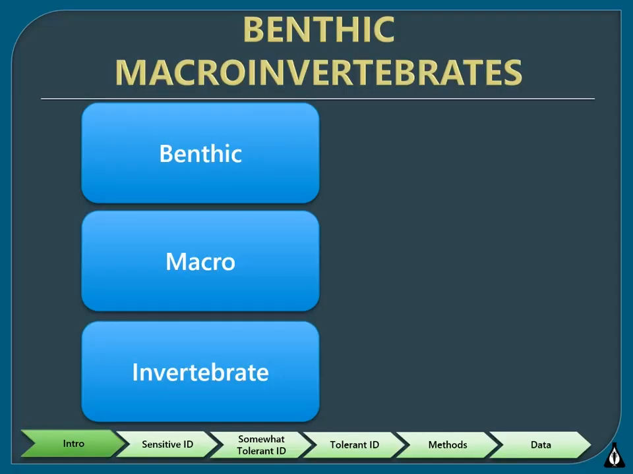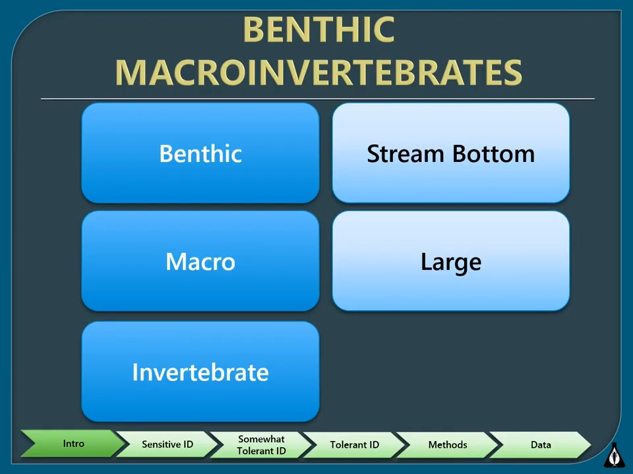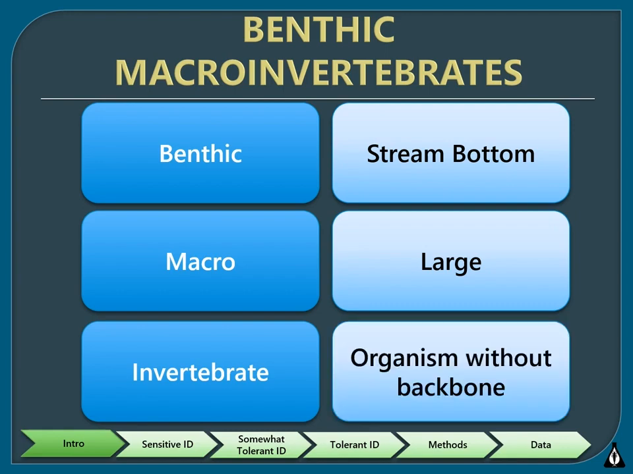It's easiest to break down the term benthic macroinvertebrates into smaller parts to understand what it means. Benthic refers to the bottom of the stream. Macro means large or visible with the naked eye. Invertebrates are organisms without a backbone. So benthic macroinvertebrates are organisms that lack a backbone, are visible without magnification, and live on the stream bottom. An example is a crayfish or crawdad.